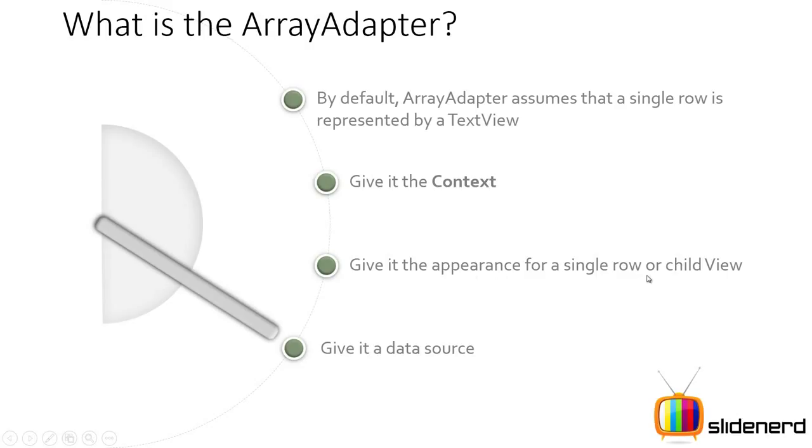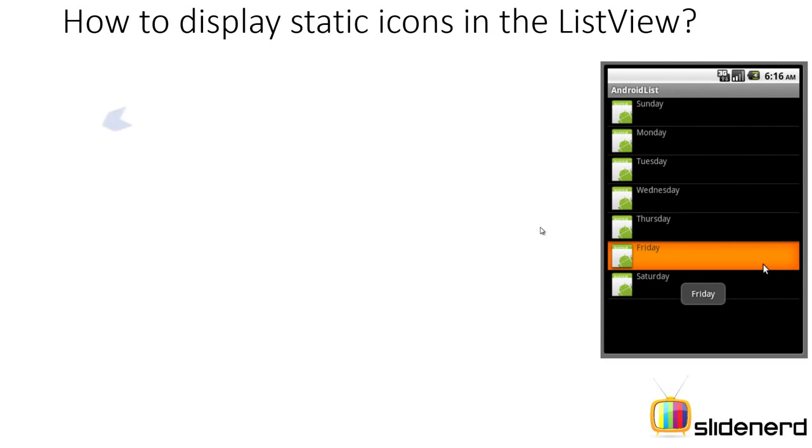Now in the last videos, whenever I talked about this part, I always used to have something like android.R.layout.simple_list_item_1, something like that. That was nothing but a predefined layout by Android which contained a single text view. But here I'm gonna make my own layout for a single row, and I'm gonna show you guys how to do that. So how to display these icons in the list view?